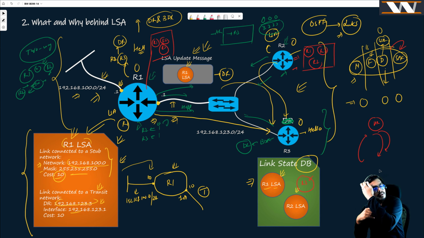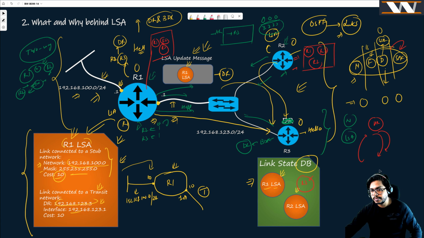So after the two-way and before the ExStart state, you mean to say? Yeah. The sole point of having any neighborship is to exchange LSAs. I haven't talked about how we are going to exchange LSAs. But first things first, we need adjacency, because on the broadcast network a neighbor should be adjacent, and once it is adjacent, then we are going to send LSAs. And if we want to send LSAs, then your next stages come into the picture, which are ExStart, Exchange, Loading, and Full, which we are going to discuss. But your understanding is absolutely correct.